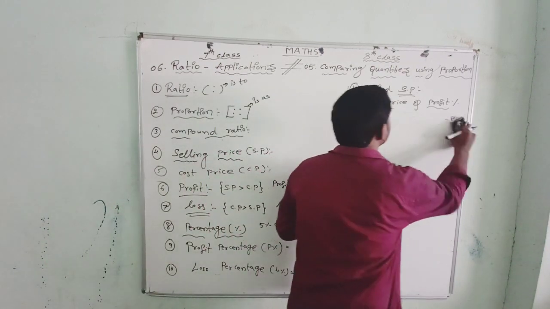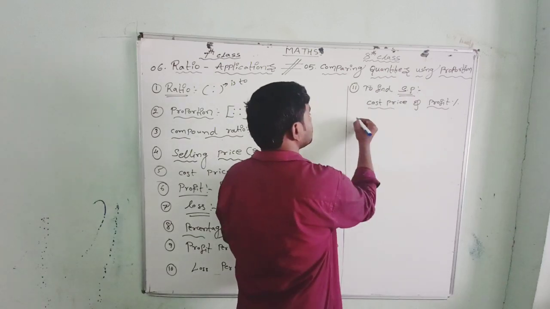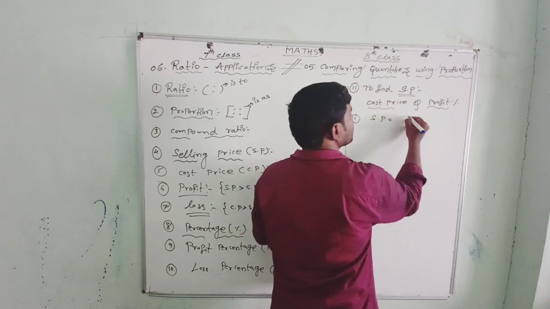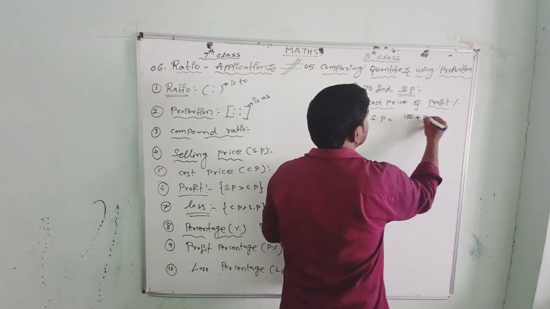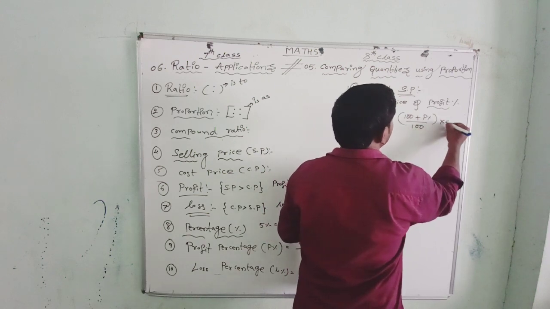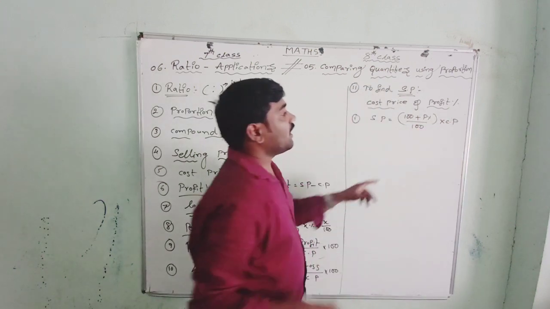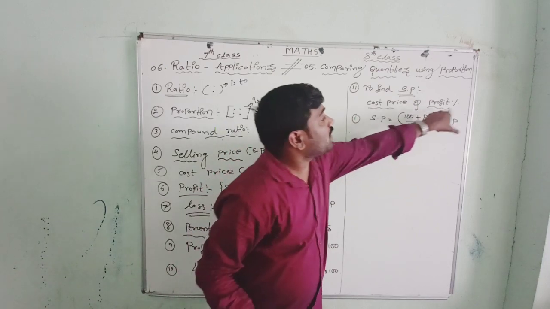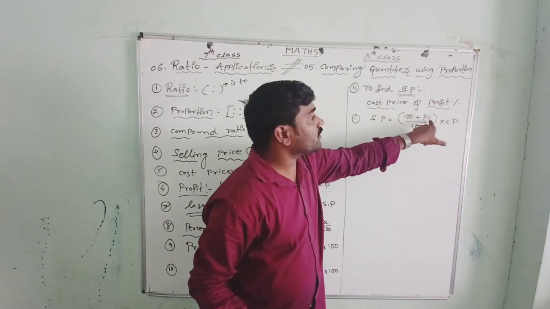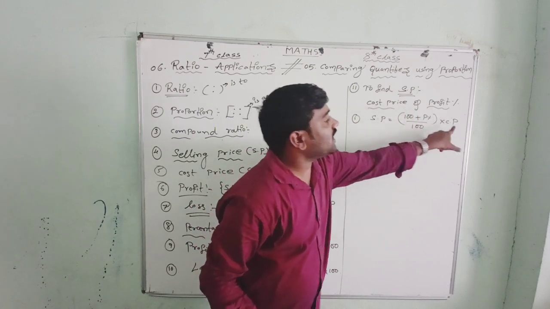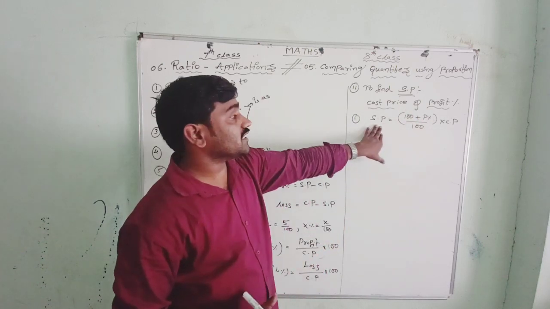There is a formula here for that. See, the formula: selling price is equal to 100 plus profit percentage by 100 into cost price. The profit percentage value they will give, we have to write here: 100 plus profit percent by 100 into cost price. This cost price we have to write here. Simple. There we will get the selling price.